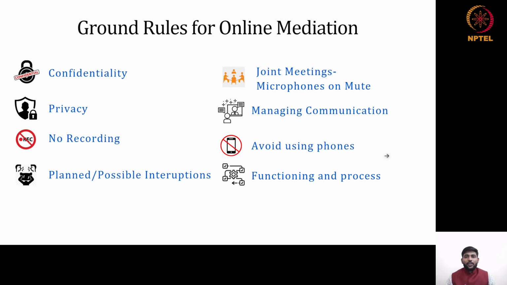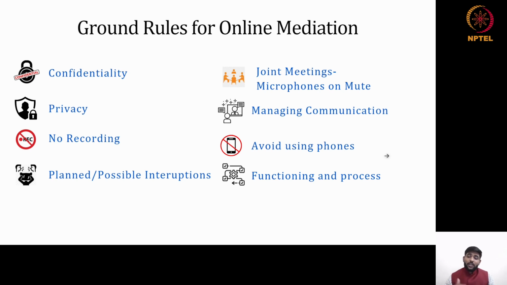In joint meetings, there is another ground rule concerning interruptions in the online mode. Whenever we are having a joint discussion in an online mediation, the microphones of the parties who are not speaking are required to be on mute, because they may create interruptions while the parties are discussing. This ground rule is required to be disclosed by the mediator before he commences a mediation.